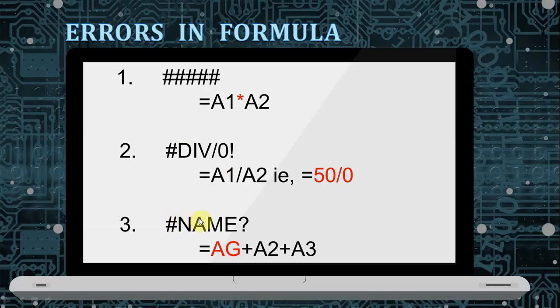The next error message is hash name. We all know the unique name given to the cell should have a column letter and row number. Column letter and row number. But see here, it is given in a wrong manner. Both are letters, so it is wrong.